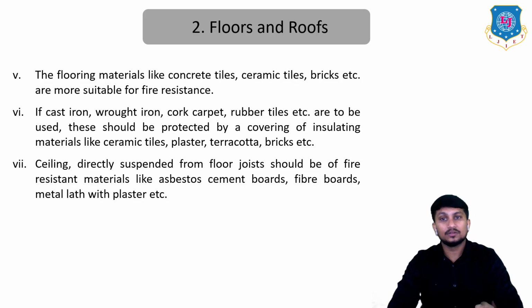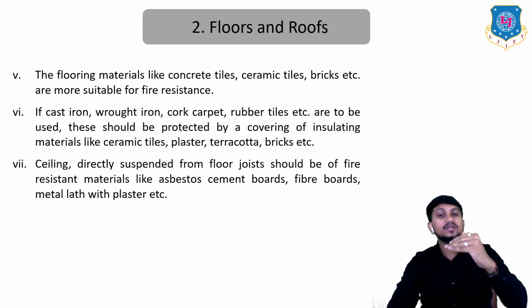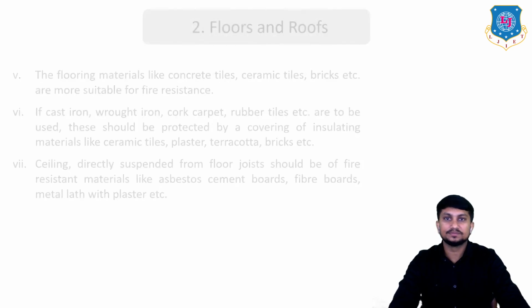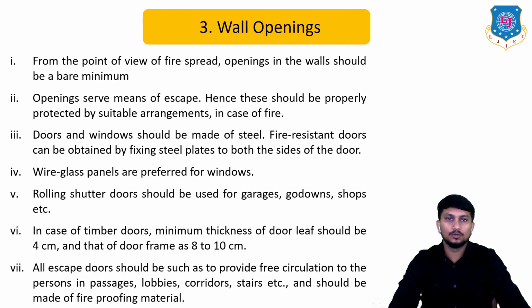If cast iron, wrought iron, cork carpet, rubber tiles, etc. are to be used, this should be protected by a covering of insulating material like ceramic tiles, plaster, terracotta, bricks, etc. Okay. Ceiling directly suspended from the floor joist should be of fire resistant materials like asbestos cement boards, fiber boards, metal lath with plaster, etc. Okay. So these are the various points which should be considered while construction of floors and roofs in fire resistant buildings. Third is wall openings.